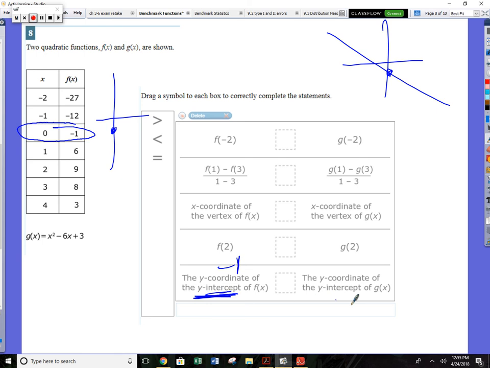Now this one's going to be hard. Actually, this is going to be a piece of cake. Do you know the y coordinate of the Y-intercept of this guy right here? Y equals mx plus b. Do you remember what b is? m is your slope. b is your Y-intercept.